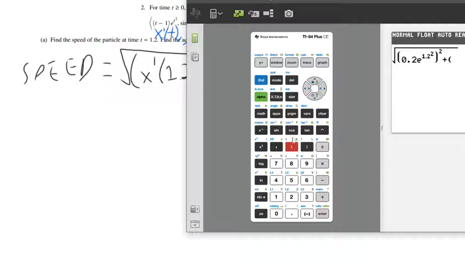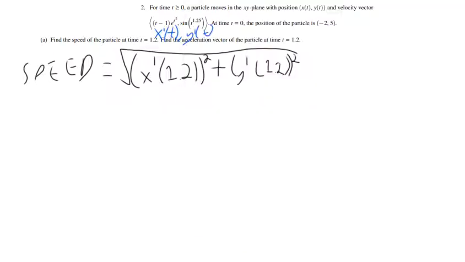So we know that y prime of t was just sine of t to the 1.25, so we'll put in here sine of 1.2 to the 1.25. And then we'll close this, and square, and we'll get a value. So this is equal to 1.271.